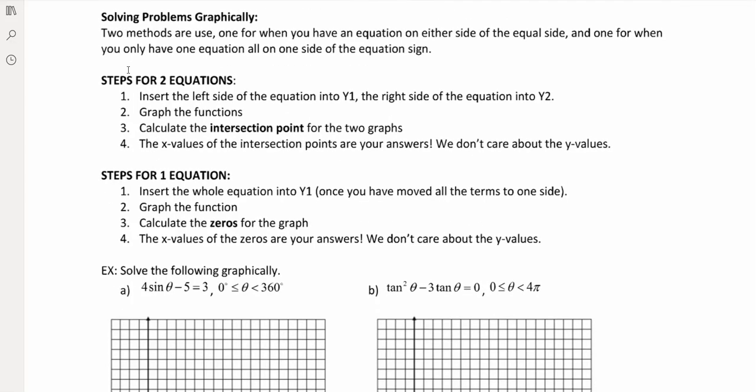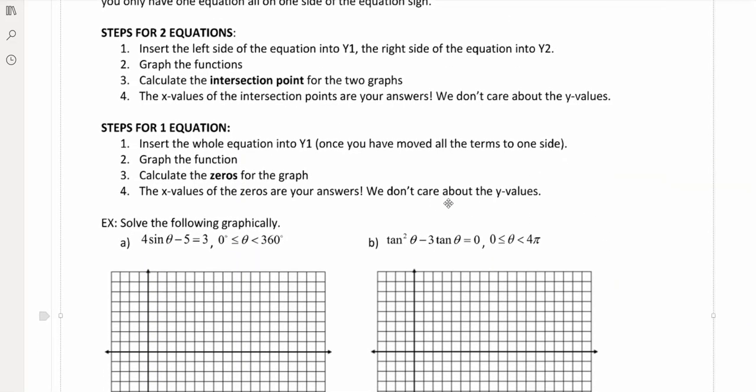So we have it laid out here for two equations, a situation like this where you had one side equal to another side, or for one equation. So that would be like this, right? That'd be if it was equal to 0 on one side. But I'll show you when we get going that this really is the same thing in the end. But to do that, let's solve this one graphically.